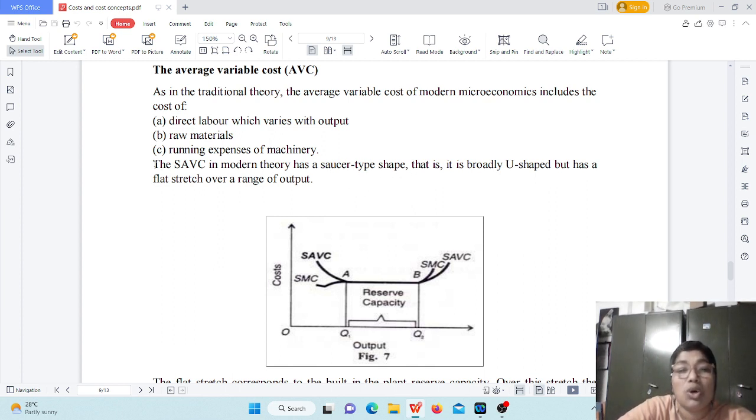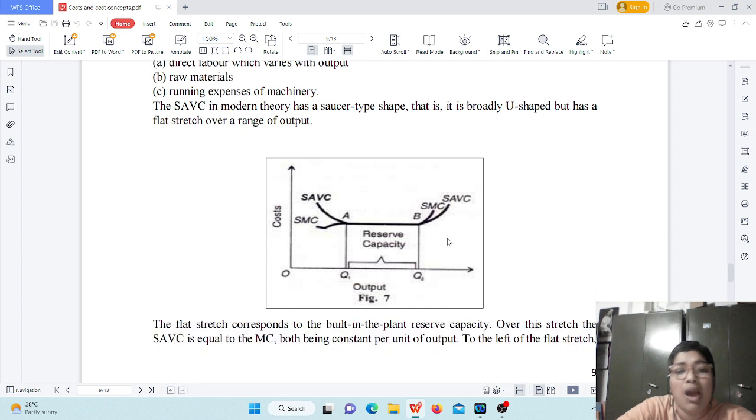Saucer shape. So you can see it looks like a saucer, and it is broadly U-shaped, but has a flat stretch over a range of output. What's the range of output? From Q1 to Q2. SAVC remains the same. That means a flat stretch over a range of output.